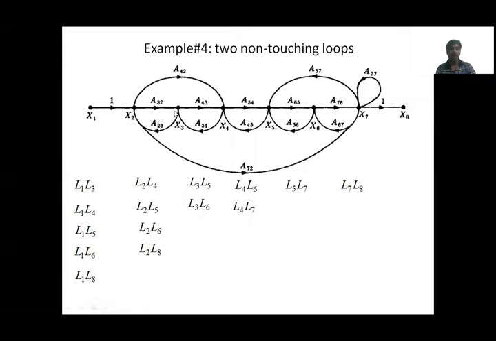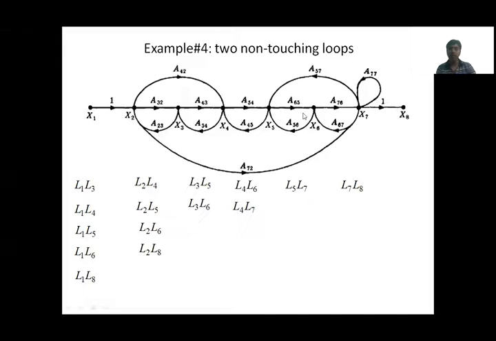And L2, this is L2, L4 not touching, L5 not touching. Then L2, L6 also not touching. Then L2 and L8, this is also not touching. Then come to 3. This is L3 and L5 non-touching, L6 non-touching, but L8 is touching only. So only 2. Then fourth, if you come to 4, this is the fourth loop and self loop, both are non-touching.